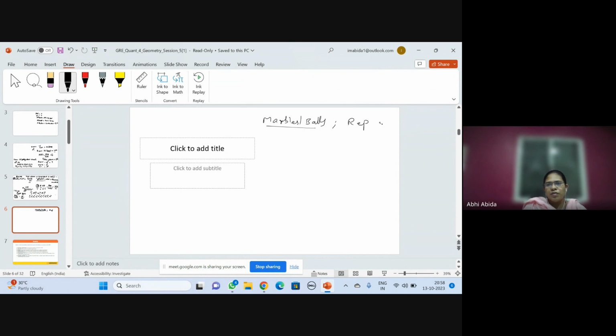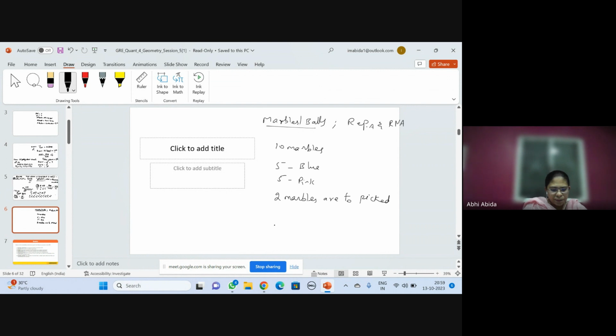Repetition allowed and repetition not allowed. So first of all, a simple example. Let us say a bag contains 10 marbles. From these 10, 5 marbles are blue and 5 are pink. 2 marbles are to be picked randomly.